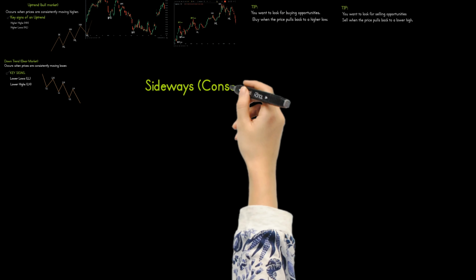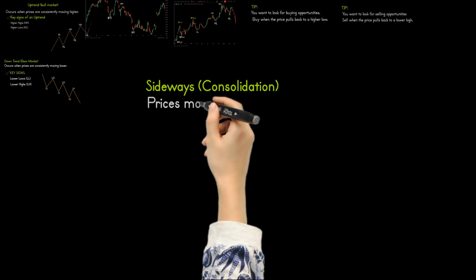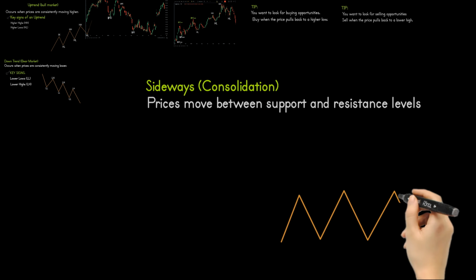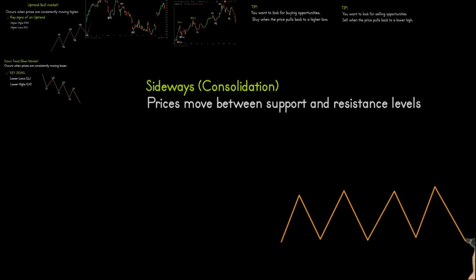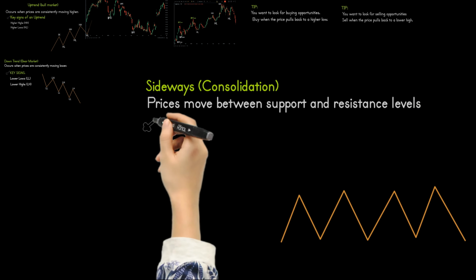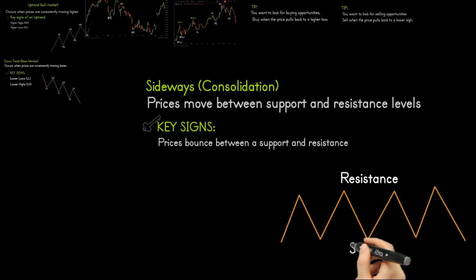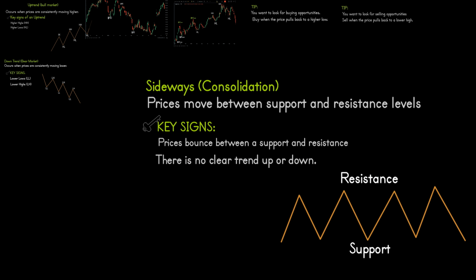Sideways range. In a sideways or range market, prices are moving back and forth between a support and resistance level. Buyers and sellers are in a tug-of-war, with neither side taking control. The market is in indecision mode. Key signs of a range. Prices bounce between a support and resistance. There is no clear trend up or down.